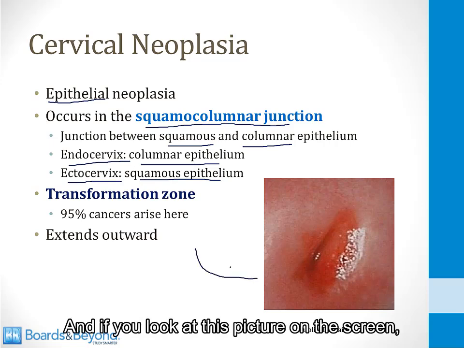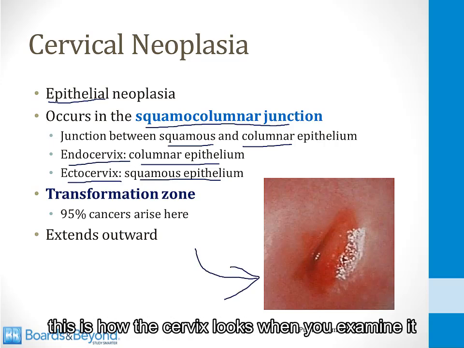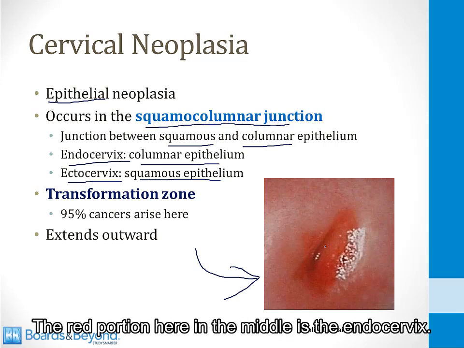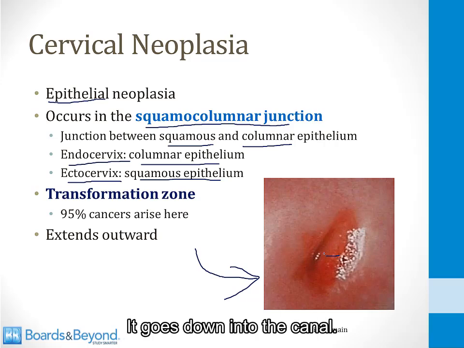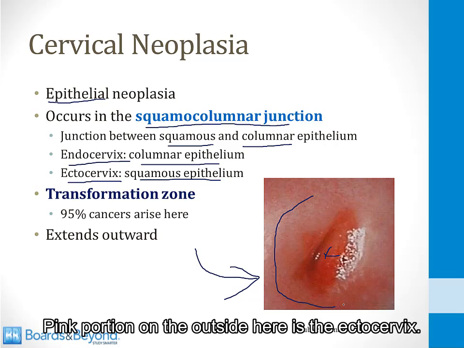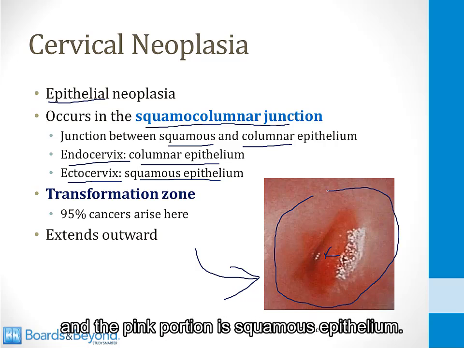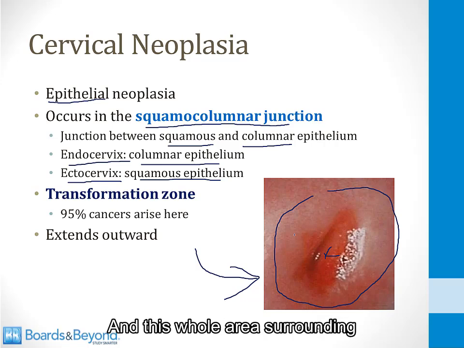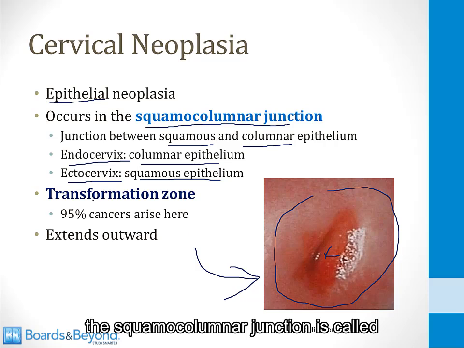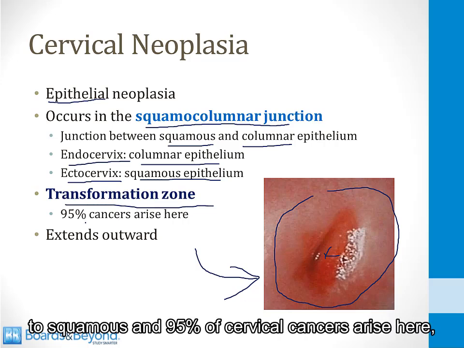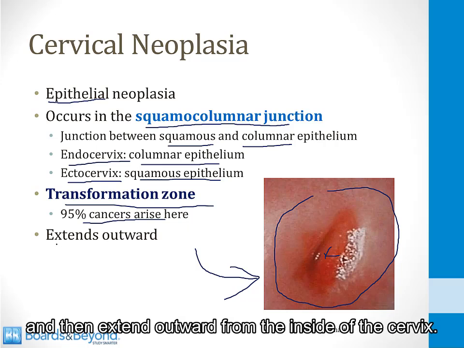And if you look at this picture on the screen, this is how the cervix looks when you examine it during a speculum exam as part of the pelvic exam on a woman. The red portion here in the middle is the endocervix. It goes down into the canal. The pink portion on the outside here is the ectocervix. So that red portion is columnar epithelium, and the pink portion is squamous epithelium. And this whole area surrounding the squamo-columnar junction is called the transformation zone. That's where the epithelium transforms from columnar to squamous, and 95% of cervical cancers arise here and then extend outward from the inside of the cervix.